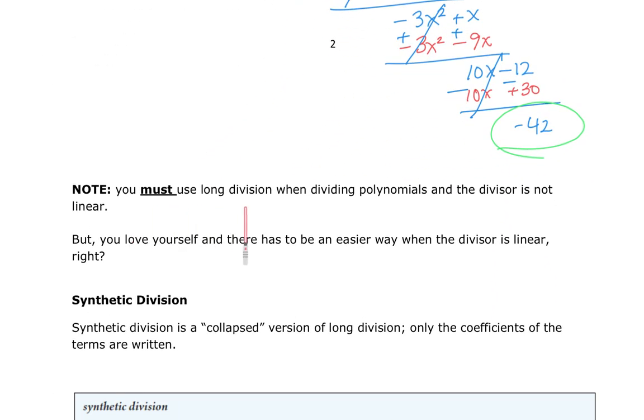So you must use long division when dividing polynomials and the divisor is not linear. If it is not linear, you have to do long division. But if it is linear, there's an easier way, right? And the answer is yes, this is synthetic division. It's also called the collapsed version.